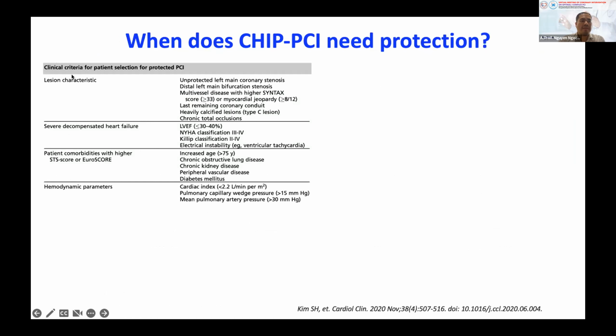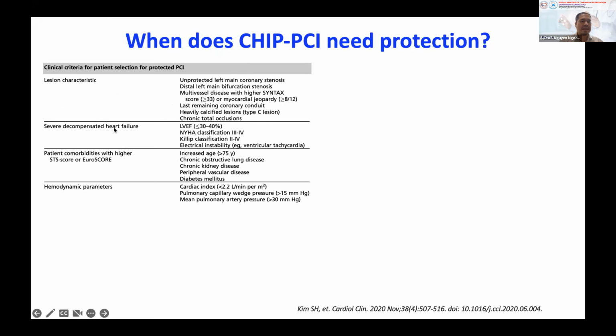So we have some scores to identify the clinical criteria for patients who need protection. For example, lesions like unprotected left main, left main bifurcation stenosis, especially ISR, multivessel disease with a very high SYNTAX score, lateral main coronary conduits, and heavily calcified lesions because you need multiple dilatations, or CTO.